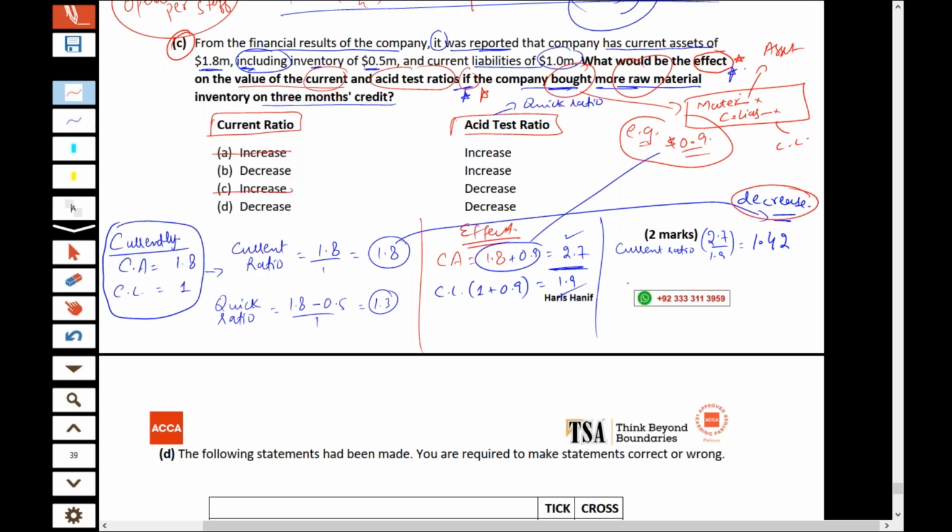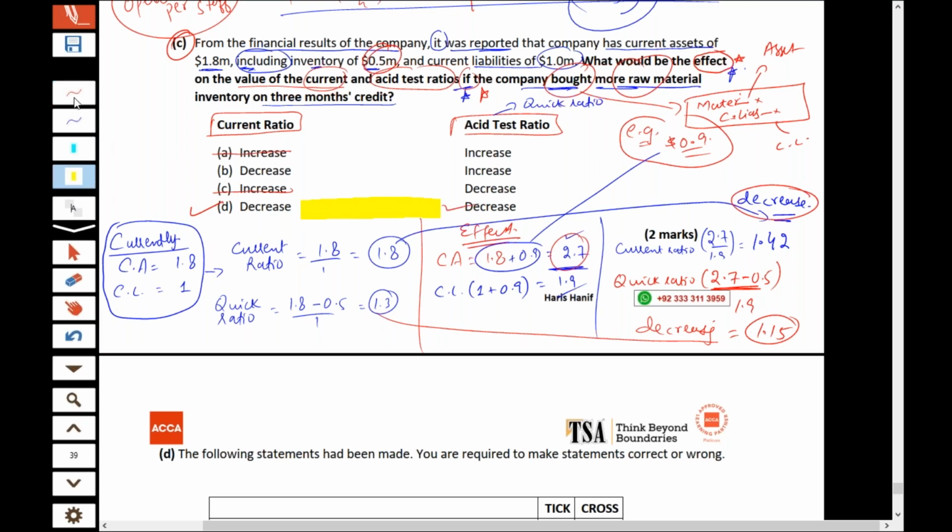Now let's focus on the quick ratio. Your current assets are 2.7 minus inventory of 0.5, divided by 1.9, and it is 1.15. See, this is also decreasing. So that means decrease and decrease. Option D, decrease and decrease. That is my answer.